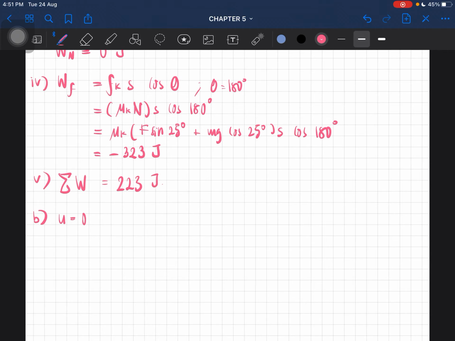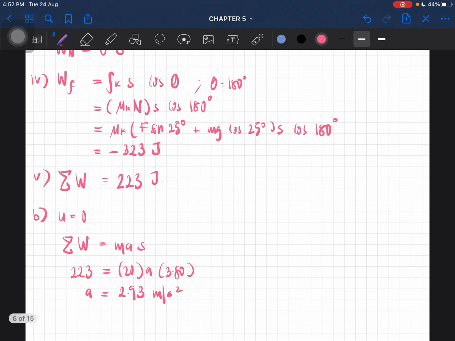Then we have to find the acceleration, because it does not say constant velocity. There's a change. So what we can do is use the total work done equal to MAS. Because it is moving, it has acceleration. So 223 joules, m is 20, acceleration is what we are looking for, 3.8. So acceleration is then equal to 2.93 meters per second squared.